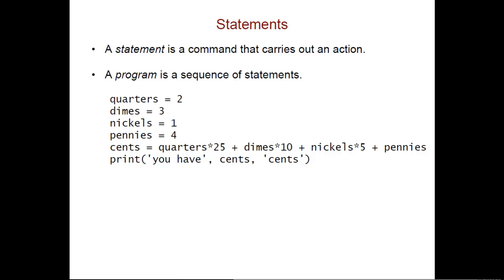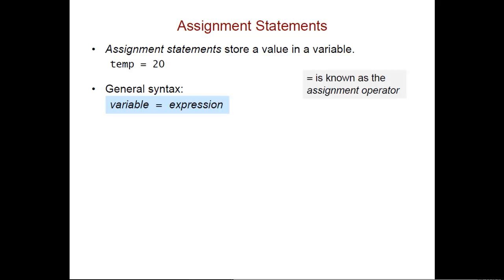But first, I want to talk more about a particular kind of statement, which is the statement that we use to give a value to a variable. And these are known as assignment statements. In general, we're going to have the equal sign, which is actually known as the assignment operator. And then on the right-hand side of the equal sign is some expression that will give us a value. And then we're going to store that value in whatever variable is on the left-hand side.